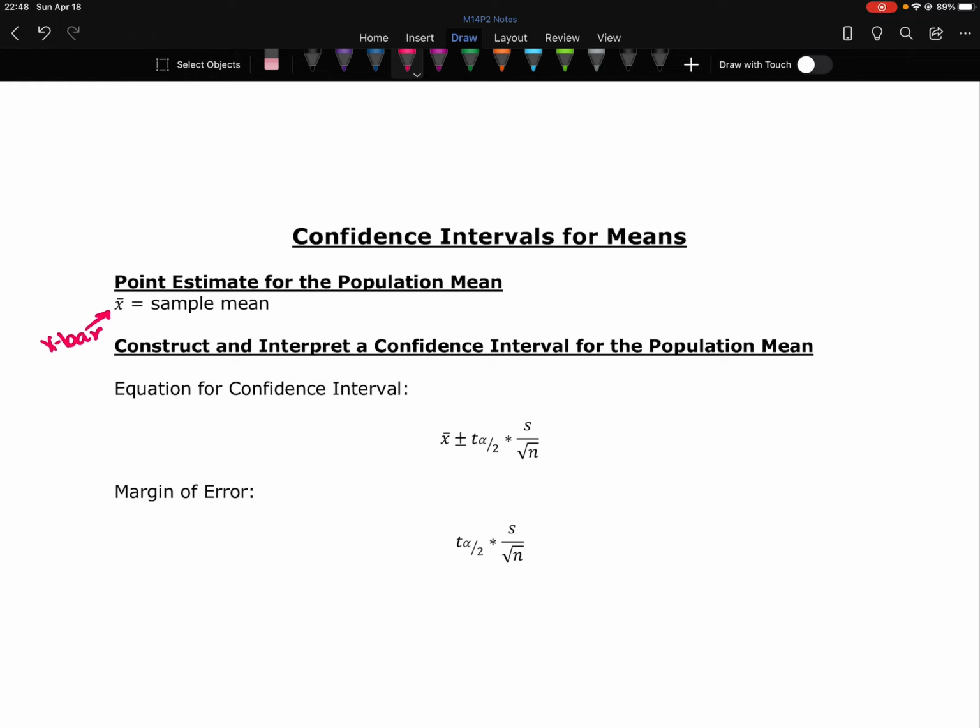So the idea behind this confidence interval is the same. We're trying to create a range of values for where the population mean could fall between, because we don't know what the population mean is. So to create this confidence interval, we are going to take our sample mean.